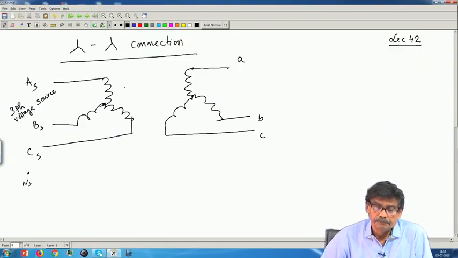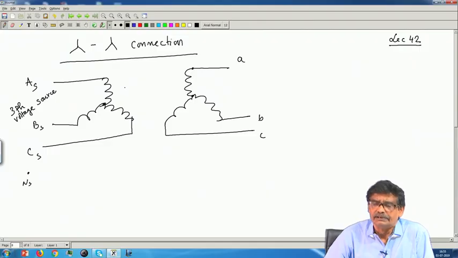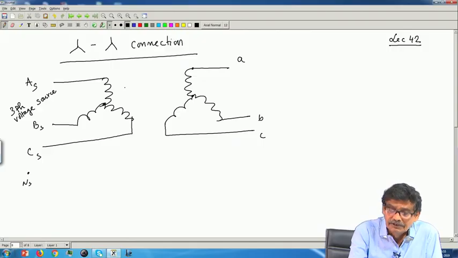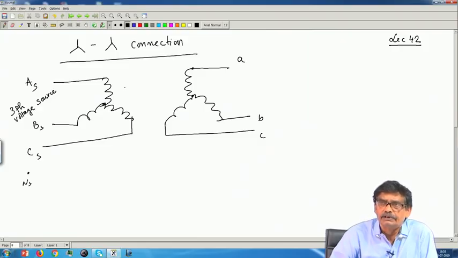Now, with the secondary open, nothing connected here, you have applied line to line voltage, and you will get root 3 times less than this voltage. VLL by root 3 will come across a phase, that into N2 by N1, and you will get the phase voltage, as we have been discussing.